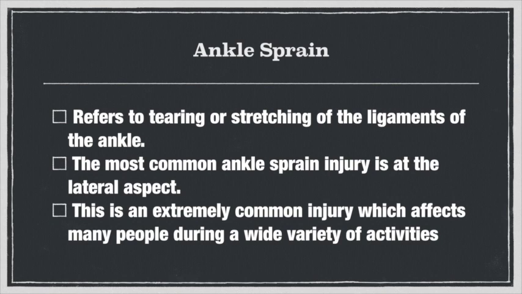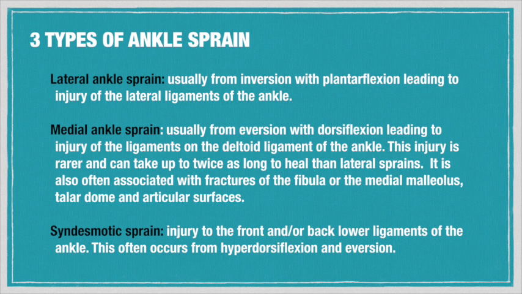An ankle sprain refers to the tearing or stretching of the ligaments of the ankle. The most common ankle sprain occurs at the lateral aspect of the ankle. This is an extremely common injury which affects many people during a wide variety of activities. It can happen in the setting of an ankle fracture. There are three types of ankle sprains.